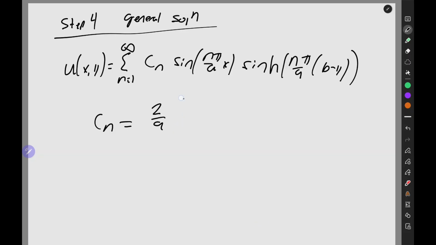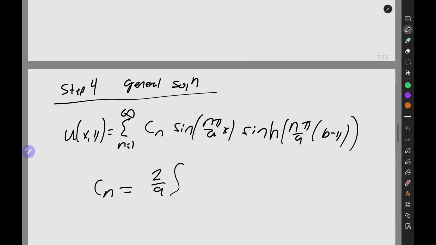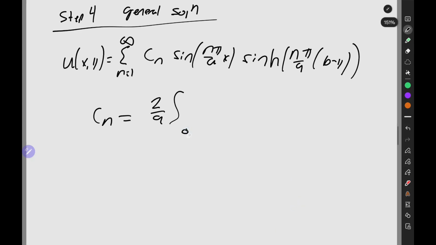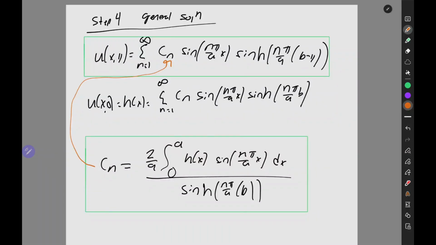Remember, we have a Fourier sine series, so we're going to do an odd extension on the h of x to make the whole thing even, because an odd times an odd is even, right? This is odd, this is odd, makes an even. You can then expand it this way, go from 0 to a.